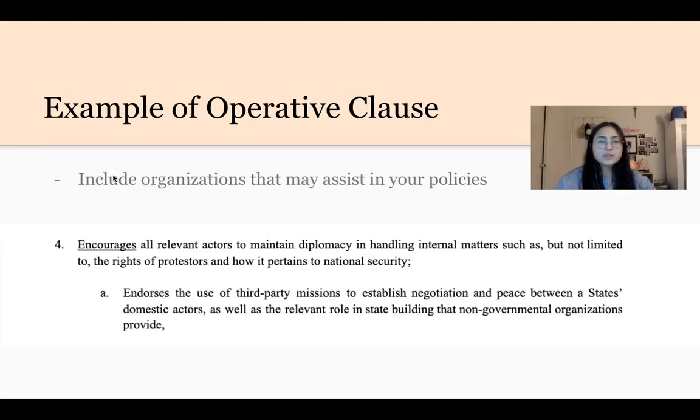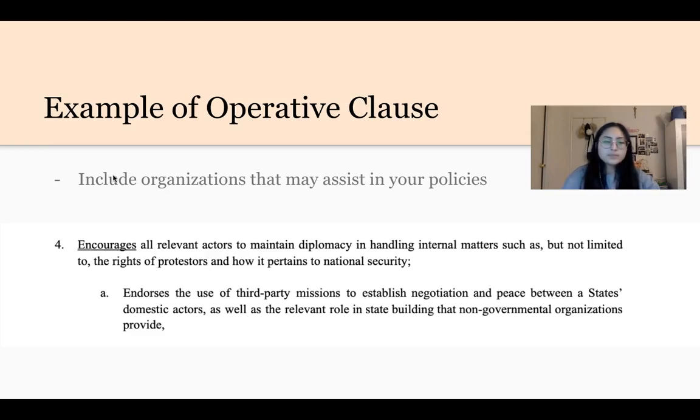And then next, you want to include any organizations such as NGOs that may assist in your policies. So NGOs are basically non-governmental organizations. I wrote a definition here somewhere. I'm just trying to look at it. Yes, so non-governmental organizations, they will help promote some of your plans. NGOs are organizations that have developed independently from a government and tend to be non-profit with the intention of promoting policy that coincides with their beliefs.